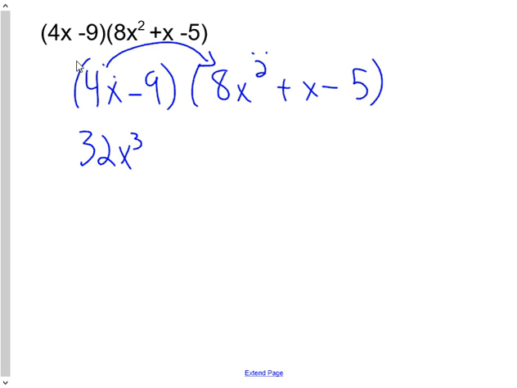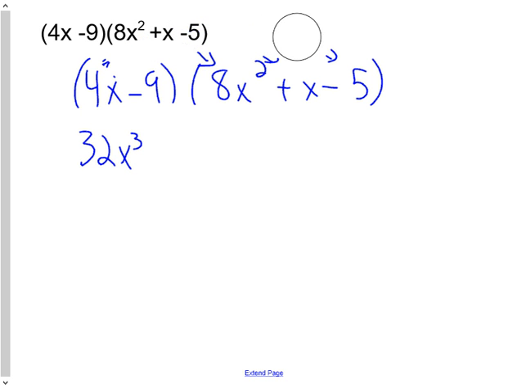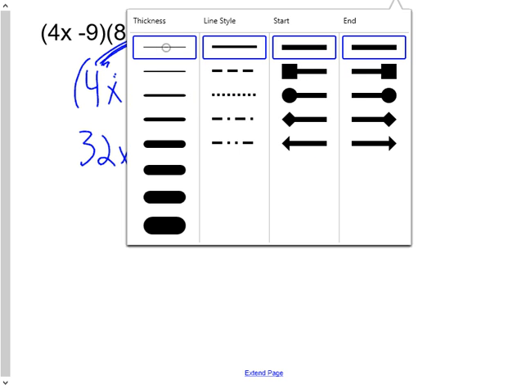So what you're going to do is just make sure that 4x goes to all 3 pieces, and the minus 9 goes to all 3 pieces. All right, it's kind of a triple distribution. But we're just going to do one at a time. So right now we just did 4 times the 8. Next, we're doing 4x times the plus x. Well, 4 times 1 is 4, and I've got 1, 2 x's. And then 4x times minus 5 is 4 times minus 5 is minus 20. The x comes 1.